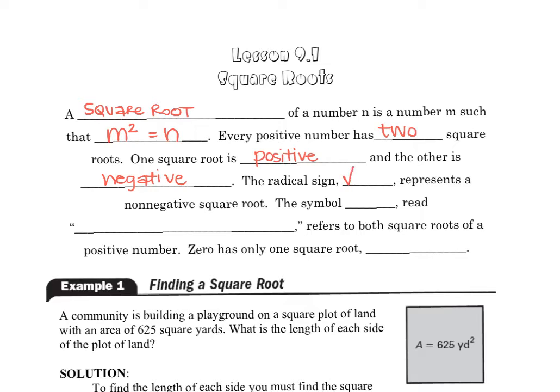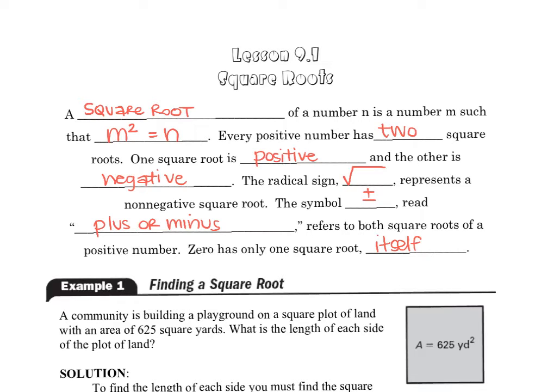The radical sign, which looks like that, we call it a radical sign or a square root sign, that means the same thing, represents a non-negative square root. The other symbol that we're going to be looking at is a plus sign with a minus sign right under it. And this is read plus or minus. And it refers to both square roots of a positive number. 0 is the only number that has one square root, and that is itself, and that's because there's not positive or negative 0. All right, let's try to explain this a little bit more.